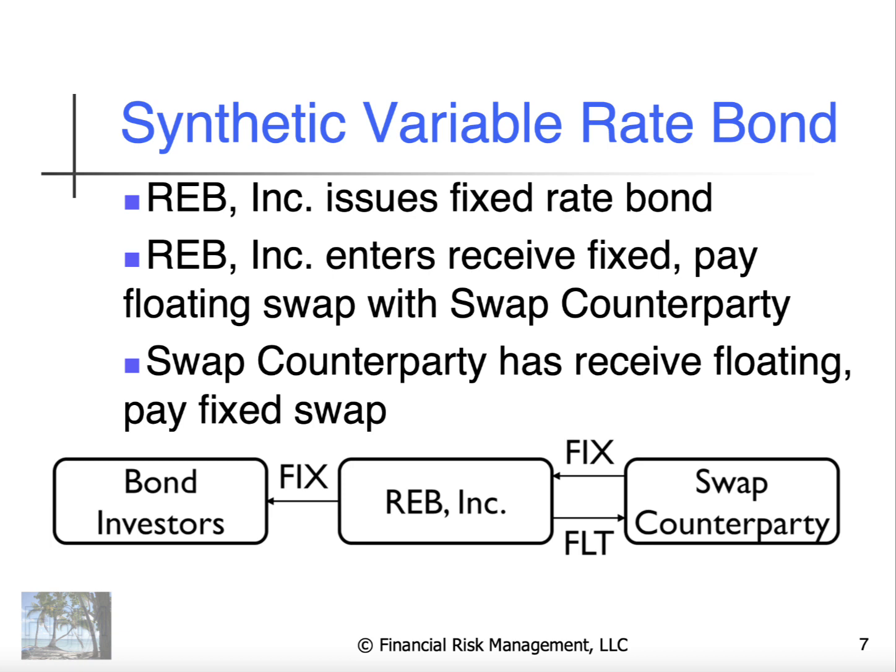Typically, these swap counterparties are large banks. And if you'll notice, that fixed rate just cancels out with what I have to pay the bond investor. So I have what's referred to as a synthetic variable rate bond. Do I actually have a variable rate bond? No. On my financial statement, I have a fixed rate bond, and then I also have an interest rate swap.